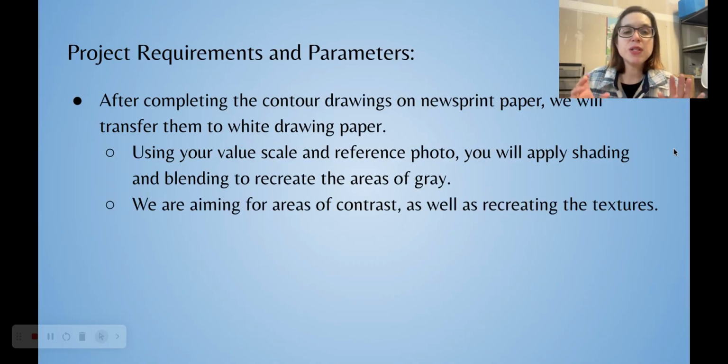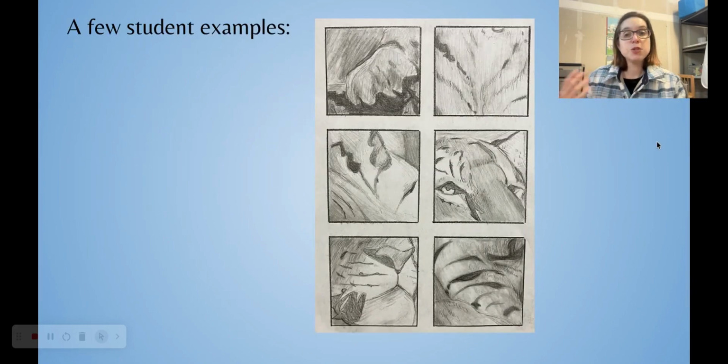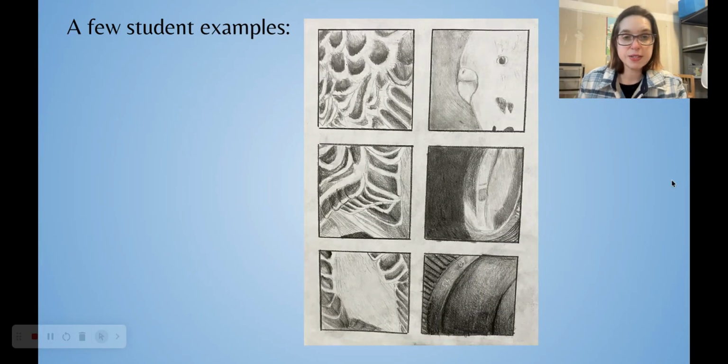We're aiming for areas of contrast. That's so the darker areas pop out and look more interesting, as well as recreating different textures that you see in the photo. So these are a few student examples. I would say the shading could be a little bit more smoother, but we do see a variety of parts of that object.